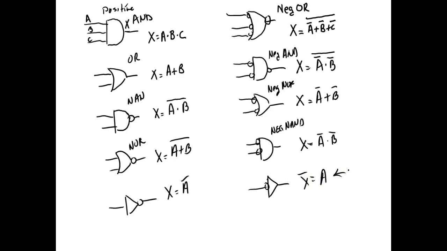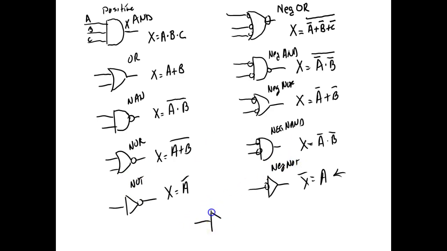Now this is not legal mathematically, but it's legal logically. This is the only gate that we will have where the output would be low active. Or, I'm sorry, what we're solving for would be negative. This is called a NOT. This is called a negative NOT.